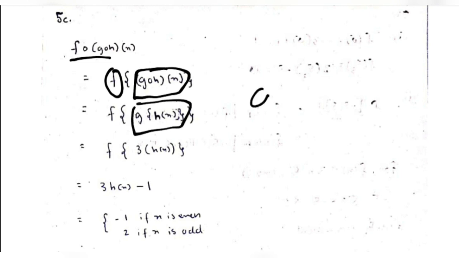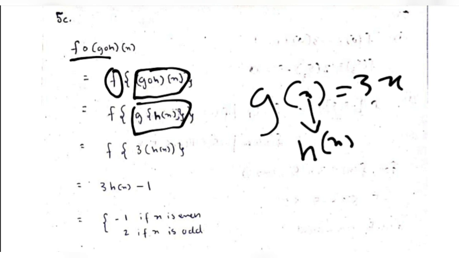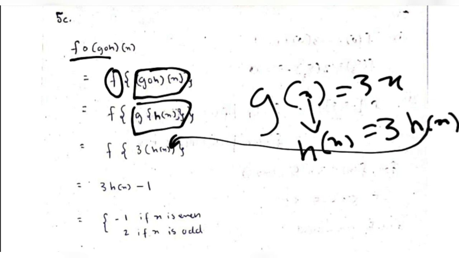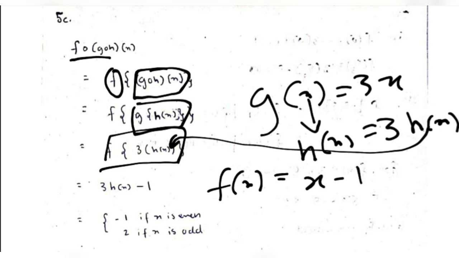See here, considering the first one, f of g of h of x. Okay, so f will be outside and g of h of x will be calculated first. What is g of h of x? See, g of x is 3x, right? So instead of x it is h of x, so it will be 3 times h of x. That's what we have written here, 3 of h of x. Now f of 3 of h of x, what is f of x? F of x is equal to x minus 1, right? So if it is 3h of x, it will be 3h of x minus 1.